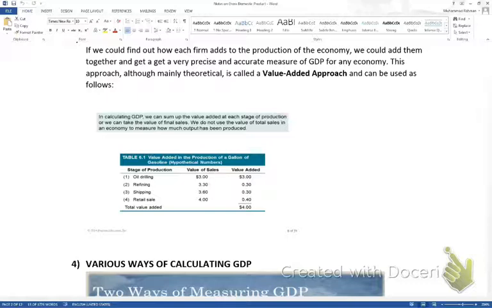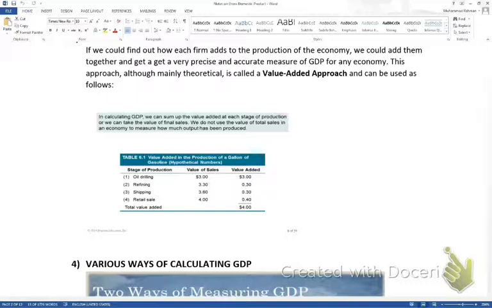So if we look at an artificial example that is in your slide, you can think about the oil driller drilling $3 worth of oil from the earth. So this is crude oil, and just for the sake of argument, let's assume that the value of that crude oil is about $3.